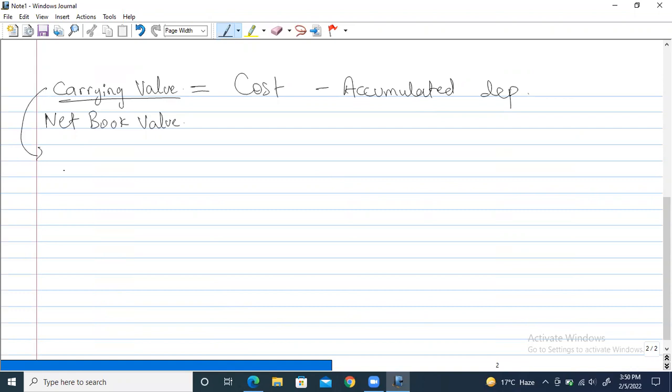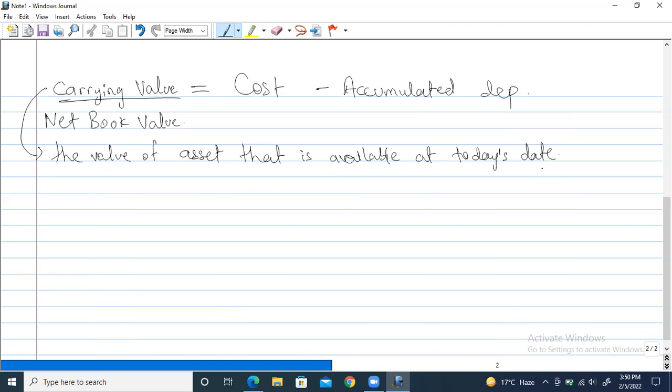Let me write it here as well. The value of the asset that is available at today's date. You can also understand it with the word carrying. It basically means we are just carrying the asset. If we have been using the asset for the last 10 years and will use it for the next 10 years as well, let's assume the useful life was 20 years, so 10 years have passed and 10 years remain in its life. So carrying value means we are just carrying the asset.